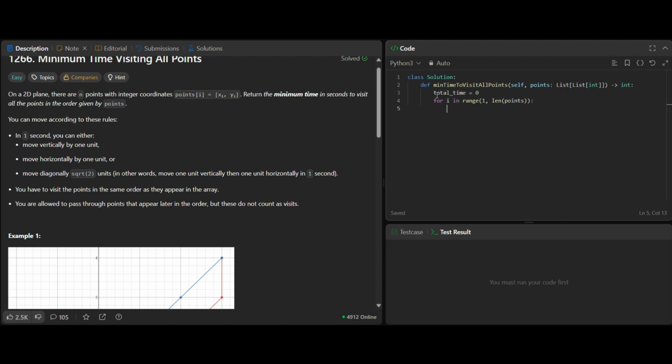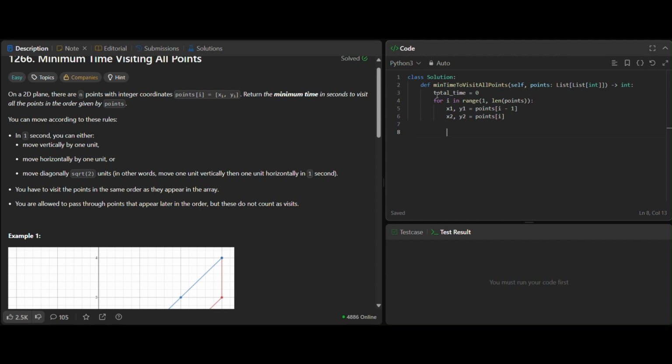We compute dx as the absolute value of x2 minus x1, and dy as the absolute value of y2 minus y1. Since we can move diagonally, the minimum time to travel between these 2 points is the maximum of dx and dy. We add this value to total time. After processing all points, we return the total time as the final answer. This code is short, readable, easy to explain verbally in an interview.